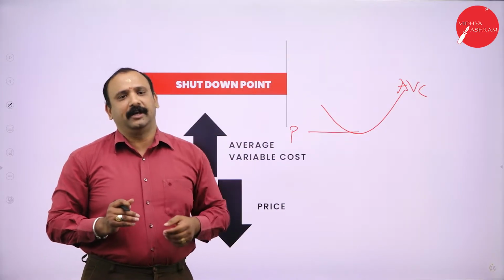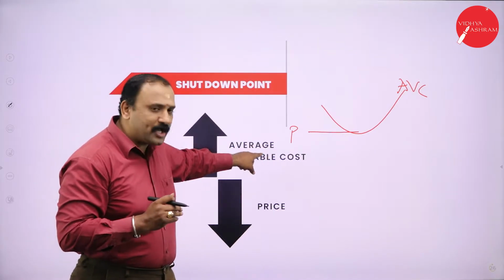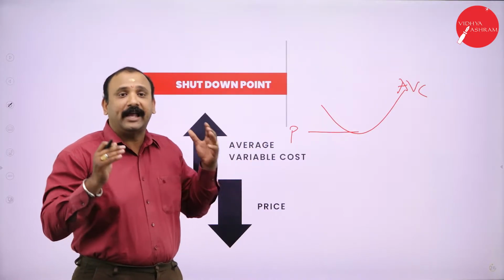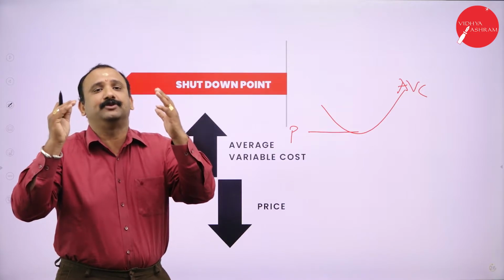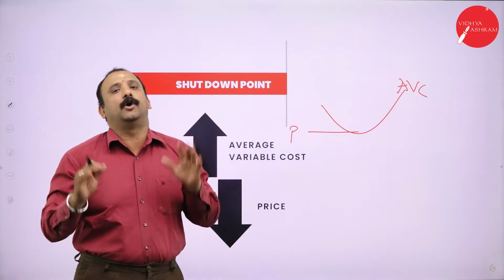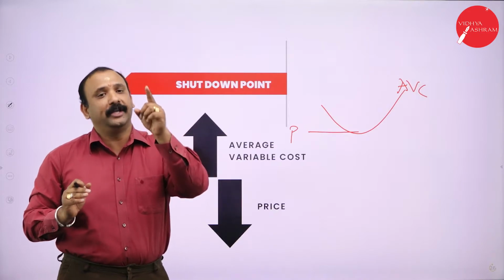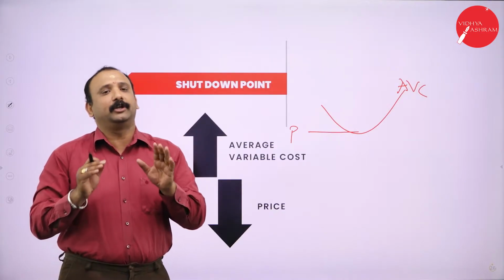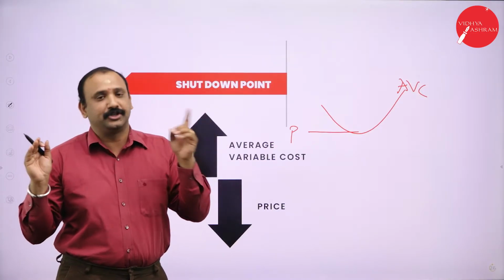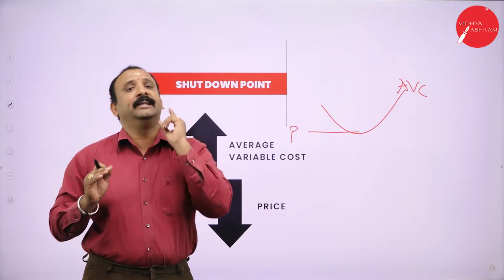But in the long run, if the cost keeps on increasing and your price keeps on coming down, you are not able to cover your average variable cost, and then the existence itself starts coming down. So that leads to a shutdown point. That leads to a position where you need to close your business, completely exit your business and say a final goodbye. So shutdown point is a very important and crucial factor for any industry.